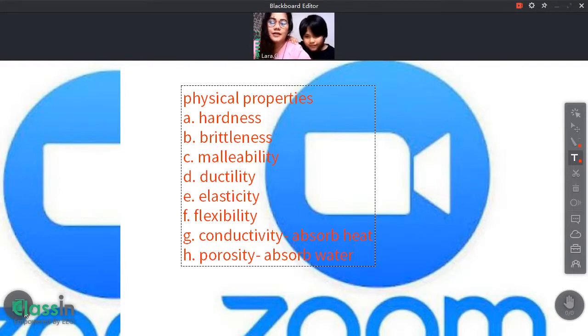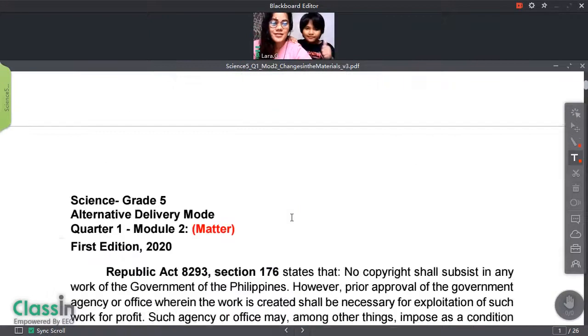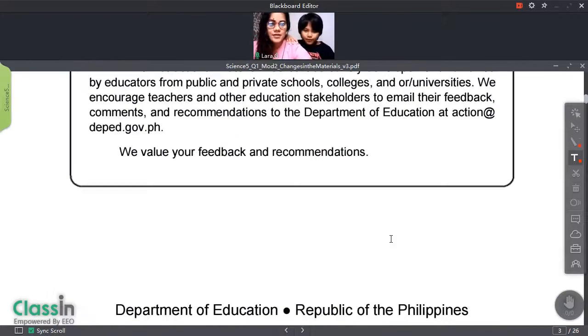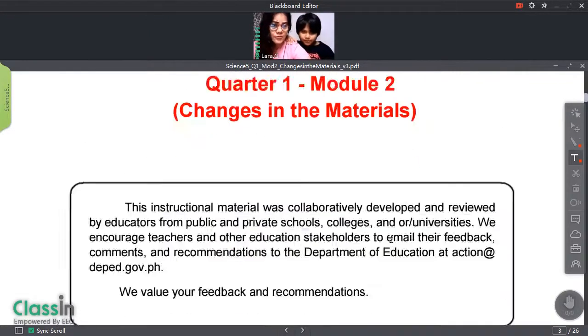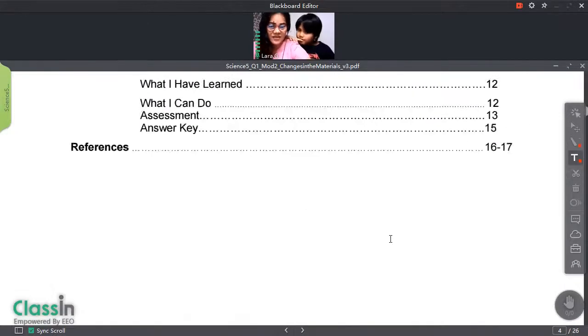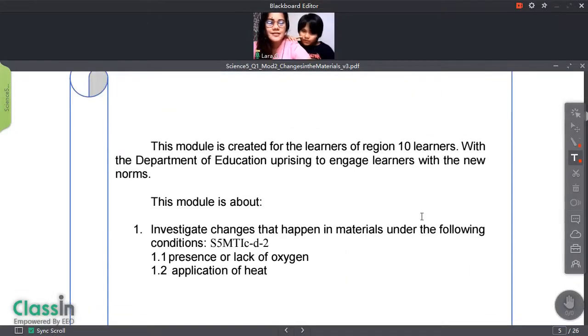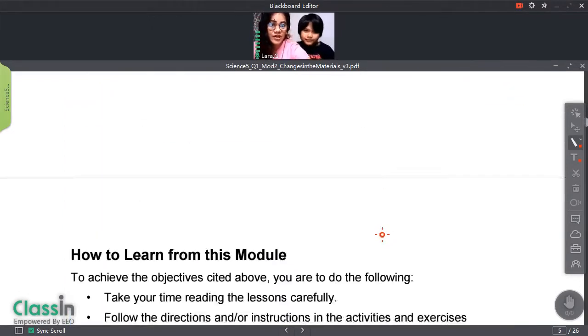Okay, so I think you are ready now for module 2. So in studying your module, let's go directly to the objective. This is what you need to learn. So this module is created to investigate changes that happen under conditions, presence or lack of oxygen, and the application of heat. So this is like chemical change.